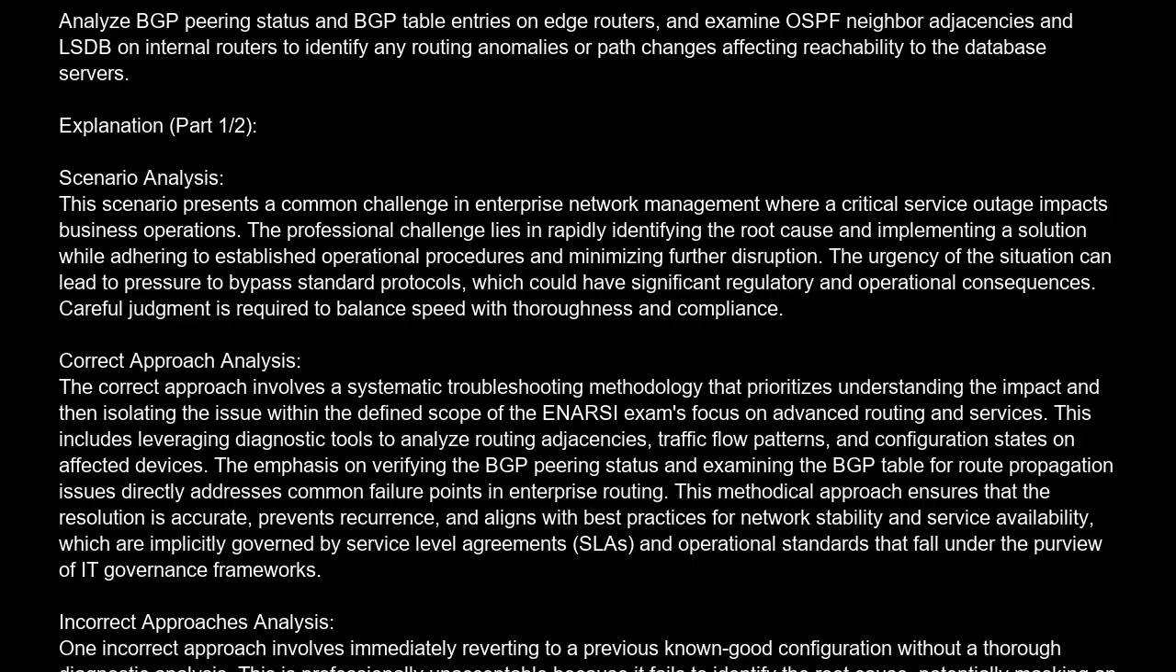The emphasis on verifying the BGP peering status and examining the BGP table for route propagation issues directly addresses common failure points in enterprise routing. This methodical approach ensures that the resolution is accurate, prevents recurrence, and aligns with best practices for network stability and service availability, which are implicitly governed by service-level agreements, SLAs, and operational standards that fall under the purview of IT governance frameworks. Incorrect approaches analysis.